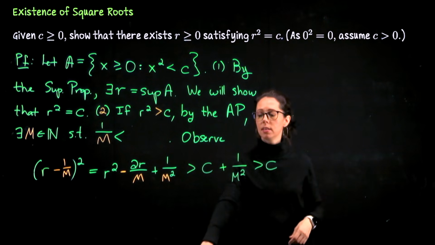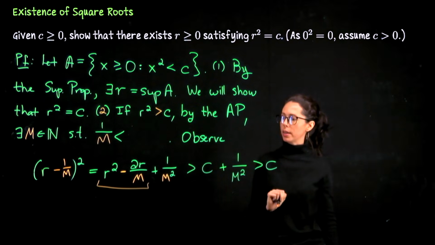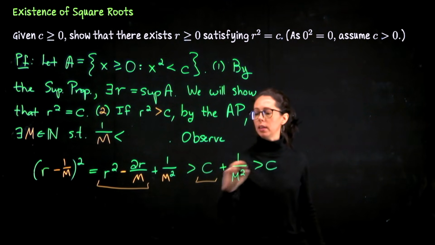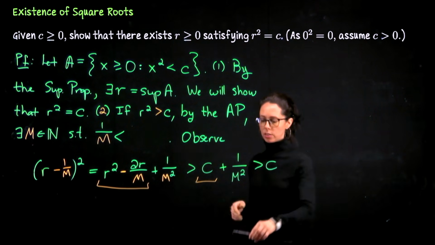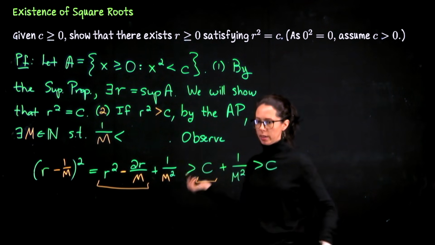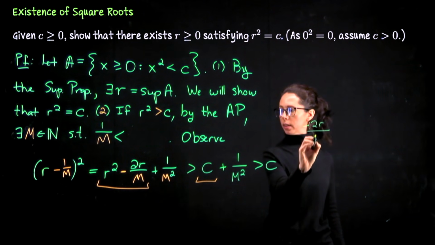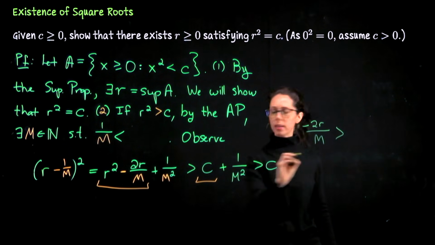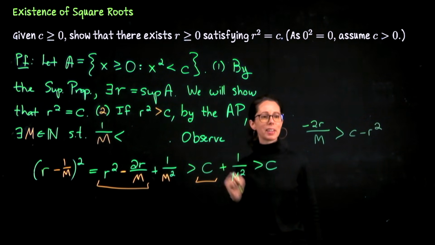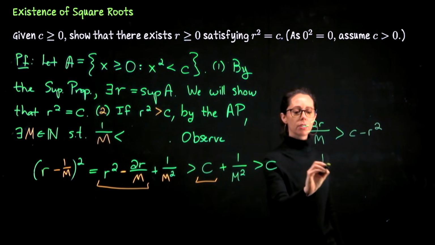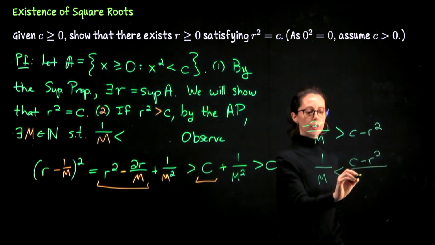Now this is nice because I just want to show that these first two terms, r squared minus 2r over m, can be bigger than c for the right choice of m. And then the 1 over m squared, that's just a number. So let's see what we need to do here. Let me do negative 2r over m greater than c minus r squared. So I will divide both sides by negative 2r. That's a negative number, so 1 over m will be less than c minus r squared over negative 2r.